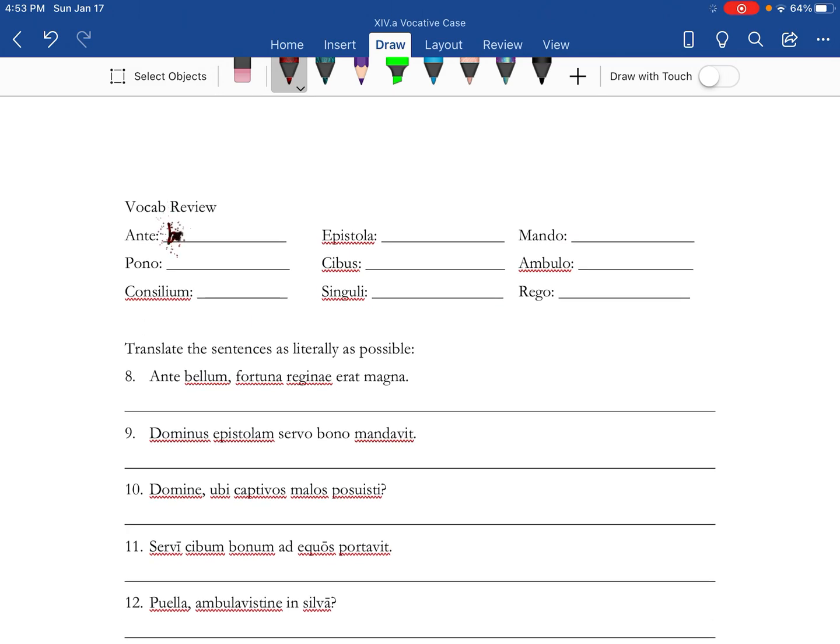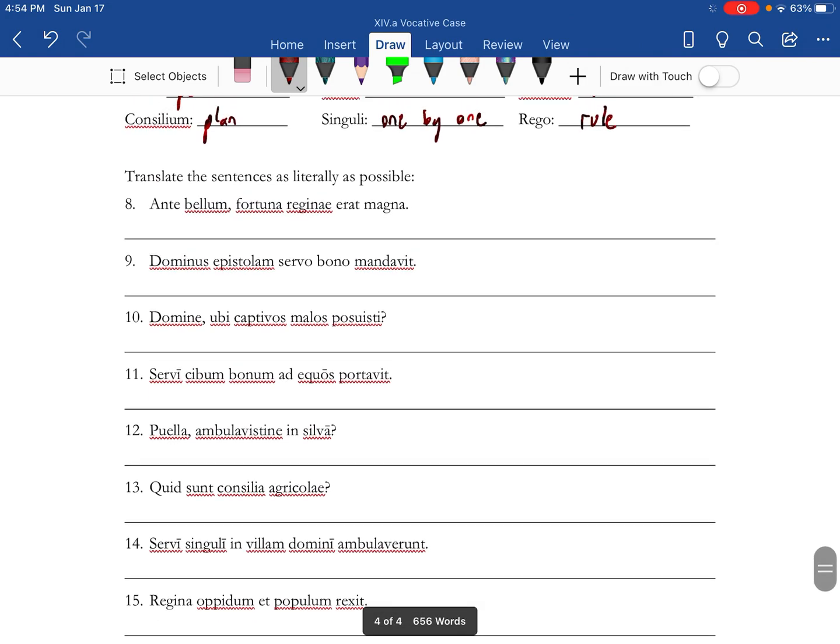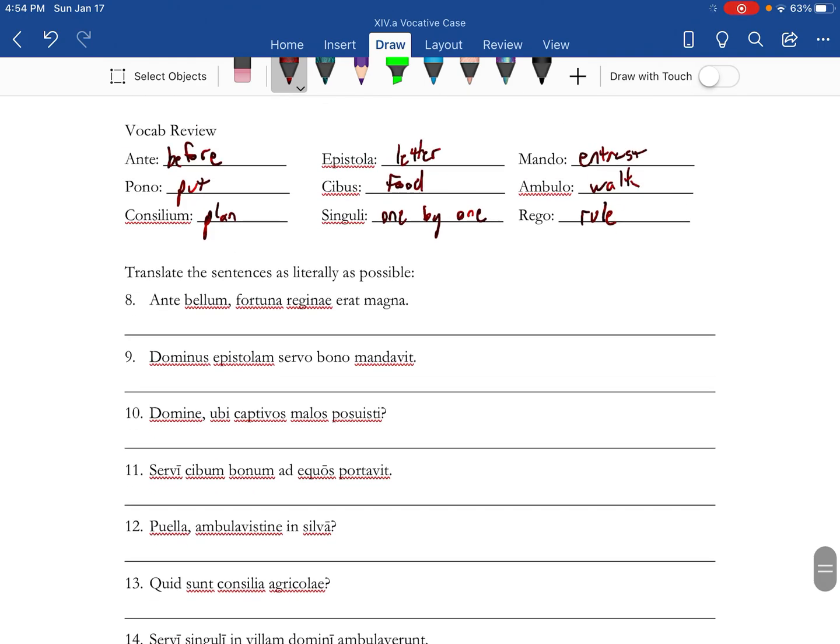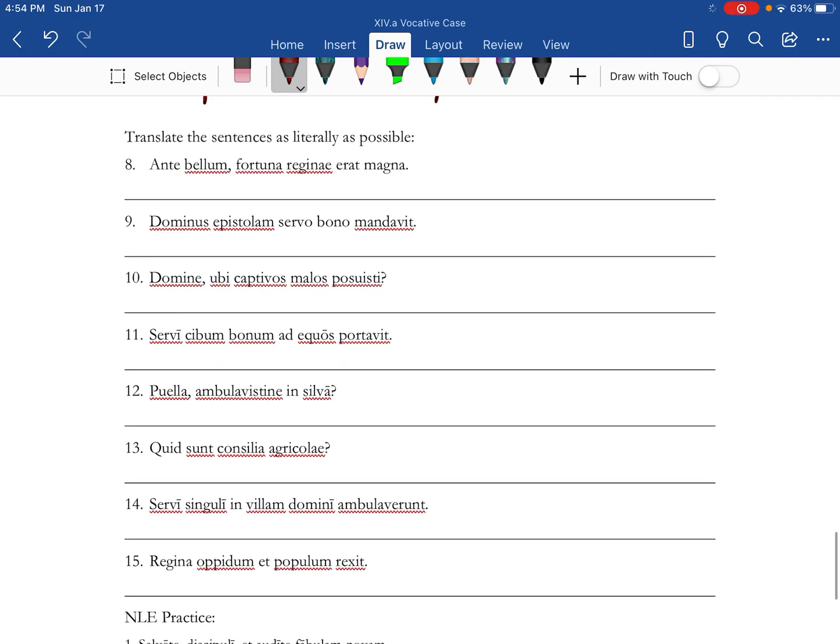Ante is before or in front of. Epistola, letter. Mando, entrust. Pono, put or place. Cibus is food. Ambulo, walk. Consilium, plan. Singuli, one by one or one at a time. And rego is rule. Alright, so translate 8 through 15. And then when you're ready, just hit the play button, follow along.